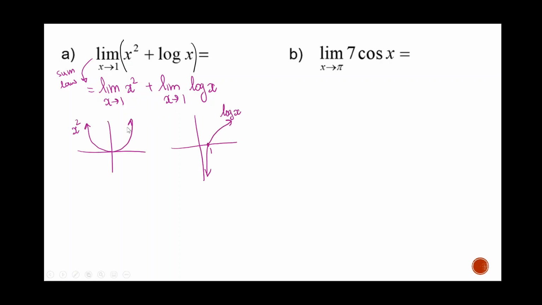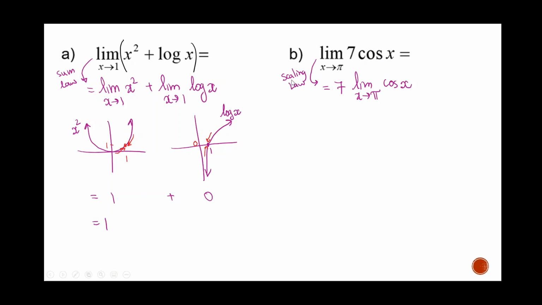Then what you could do is draw the quadratic and draw the log function. And then you will see that as x approaches 1, from both sides here, for quadratic, you do approach a y value of 1. On the log graph, however, you're approaching a y value of 0. And so using the limit laws, you could just say it is equal to 1 plus 0, which is just 1.